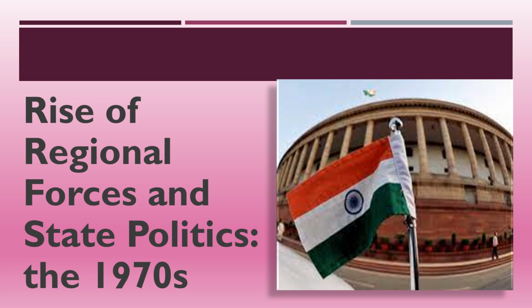The post emergency era saw the elevation of regional leaders like Charan Singh to national politics. Along with these, state level leaders like Karpuri Thakur in Bihar, Devi Lal in Haryana, Ram Naresh Yadav and later Mulayam Singh Yadav in UP, and leaders in several South Indian states started pushing their programs in central politics.